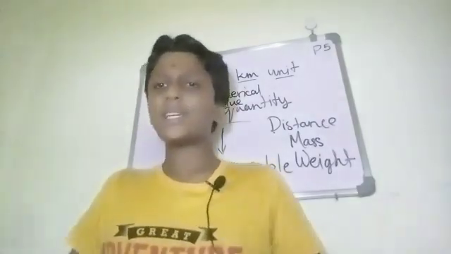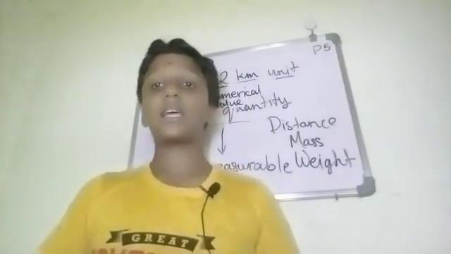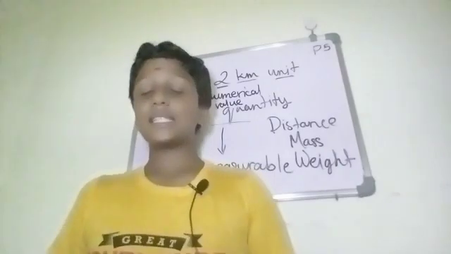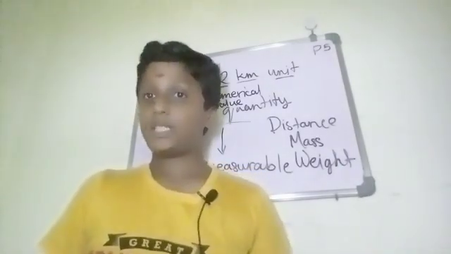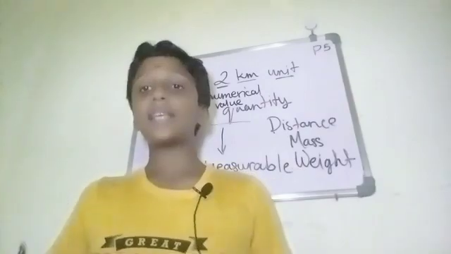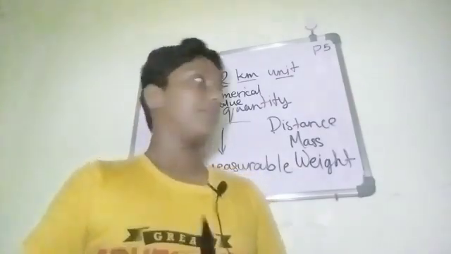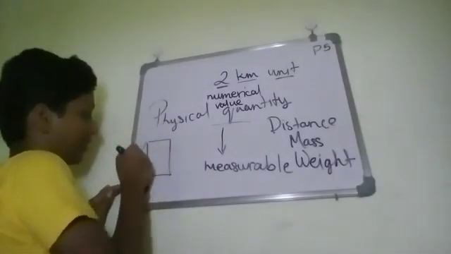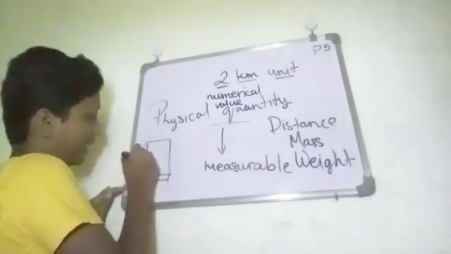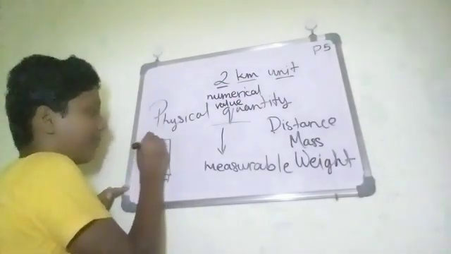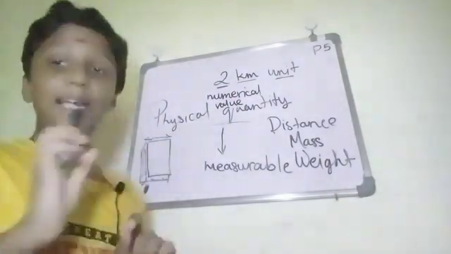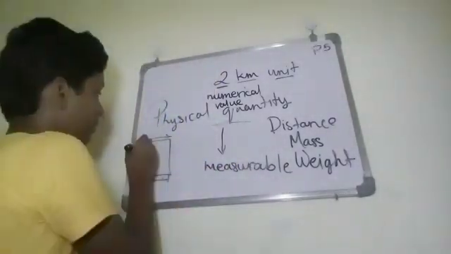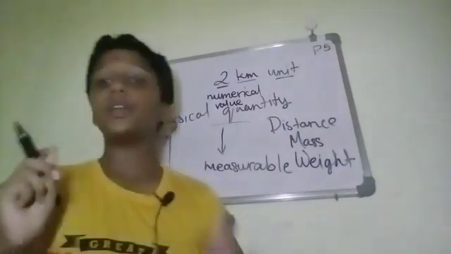And now, what is measurement? The comparison between an unknown quantity with a known fixed quantity is called measurement. For example, you are taking a book and you need to measure the breadth of the book, and here the breadth is the unknown quantity. You don't know the breadth, so it is the unknown quantity.